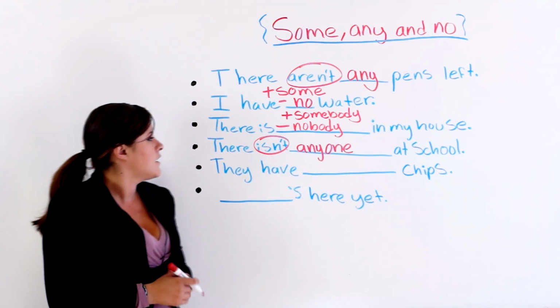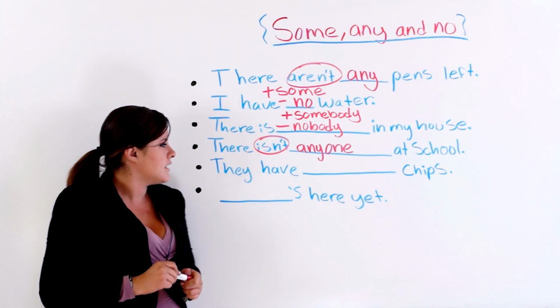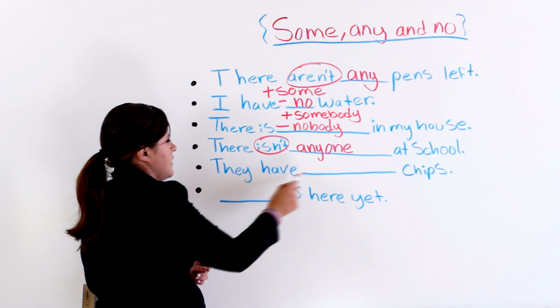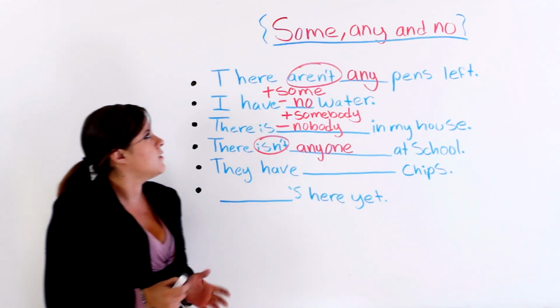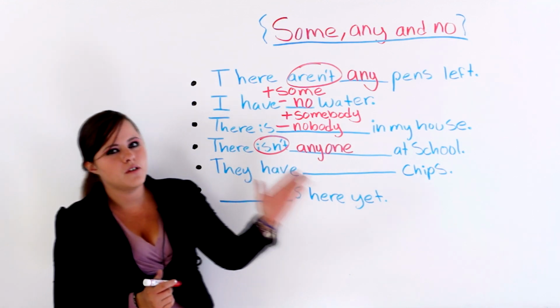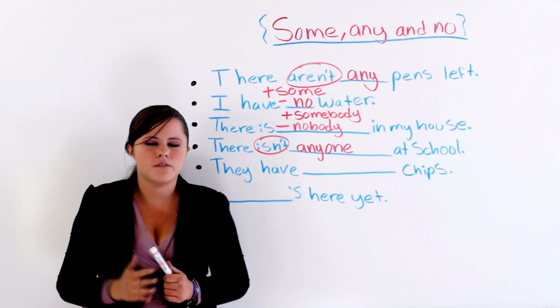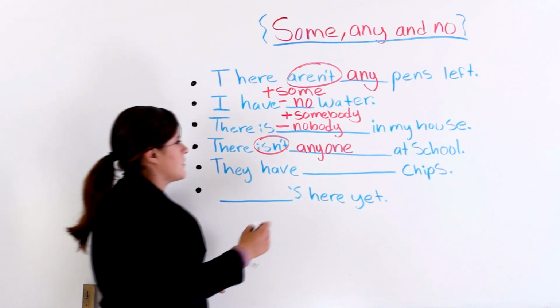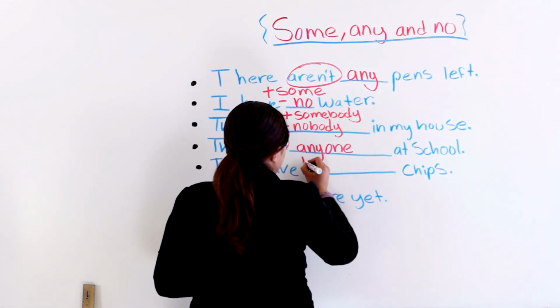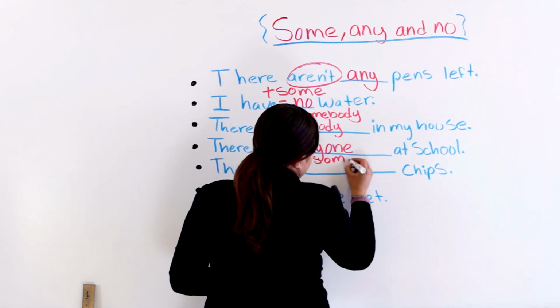Okay? Next one. They have blank chips. We don't have any negative auxiliary here. They have blank chips. So we know we must use some or we must use no. Okay? It depends on you wanting to make an affirmative or negative statement. Okay? We're going to try an affirmative one. They have some chips.